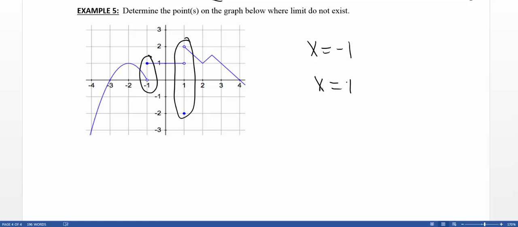So when we have piecewise functions, we're always concerned at the points where our function takes on a new part of the graph. When you look at these types of pictures, you can identify where the limit's not going to exist by finding these discontinuities.